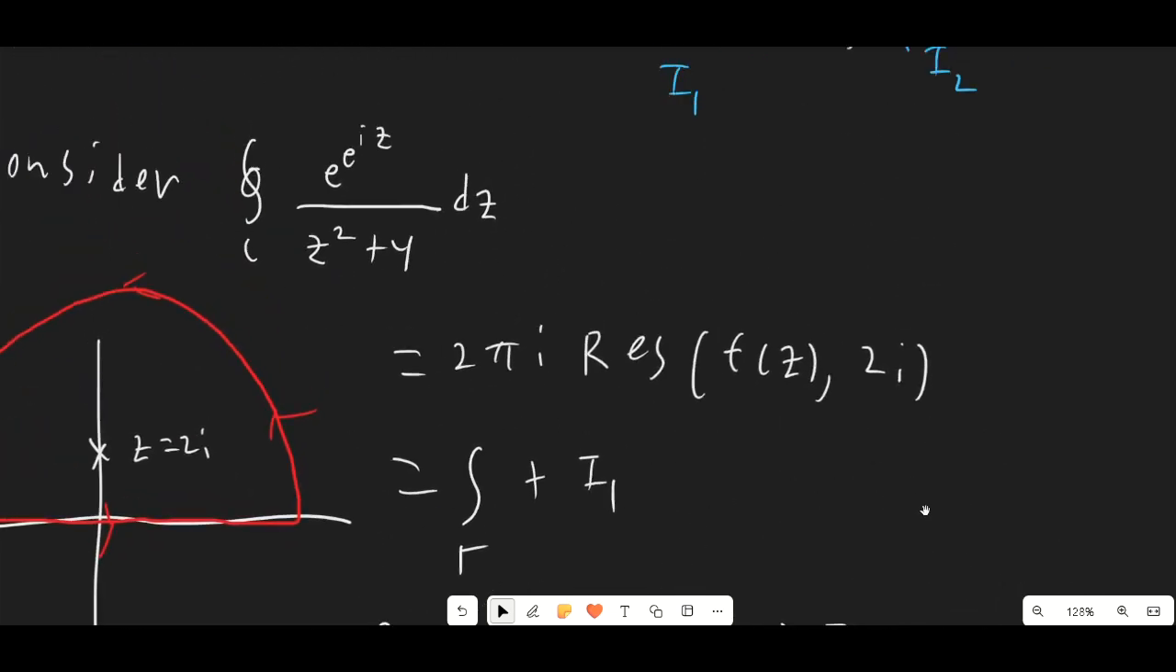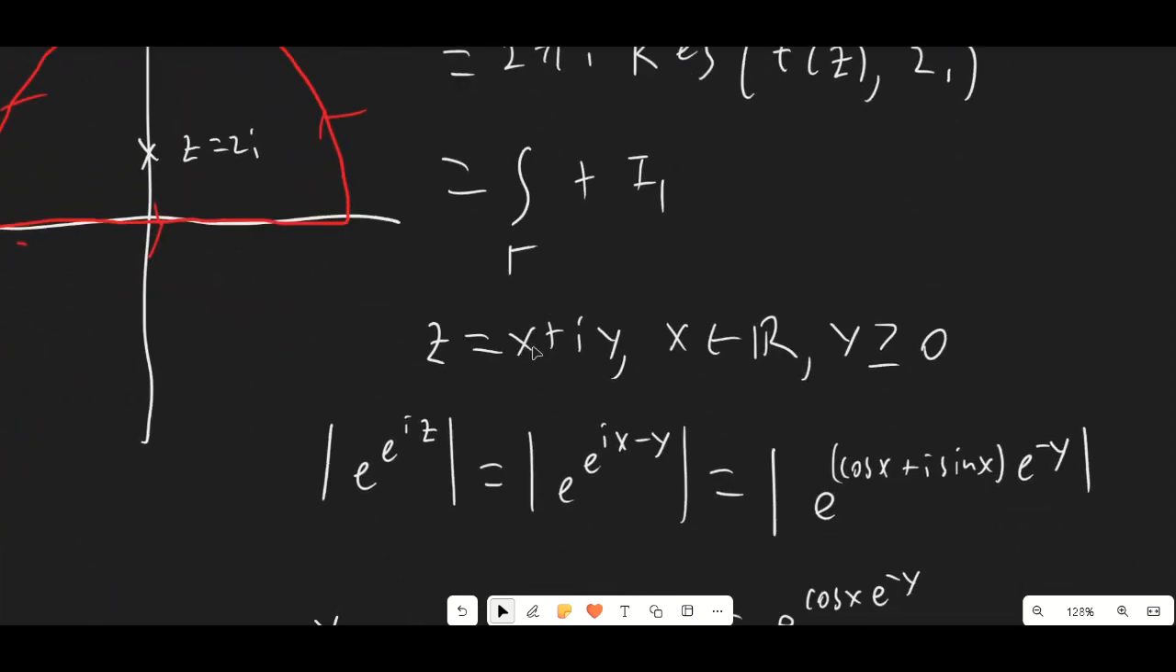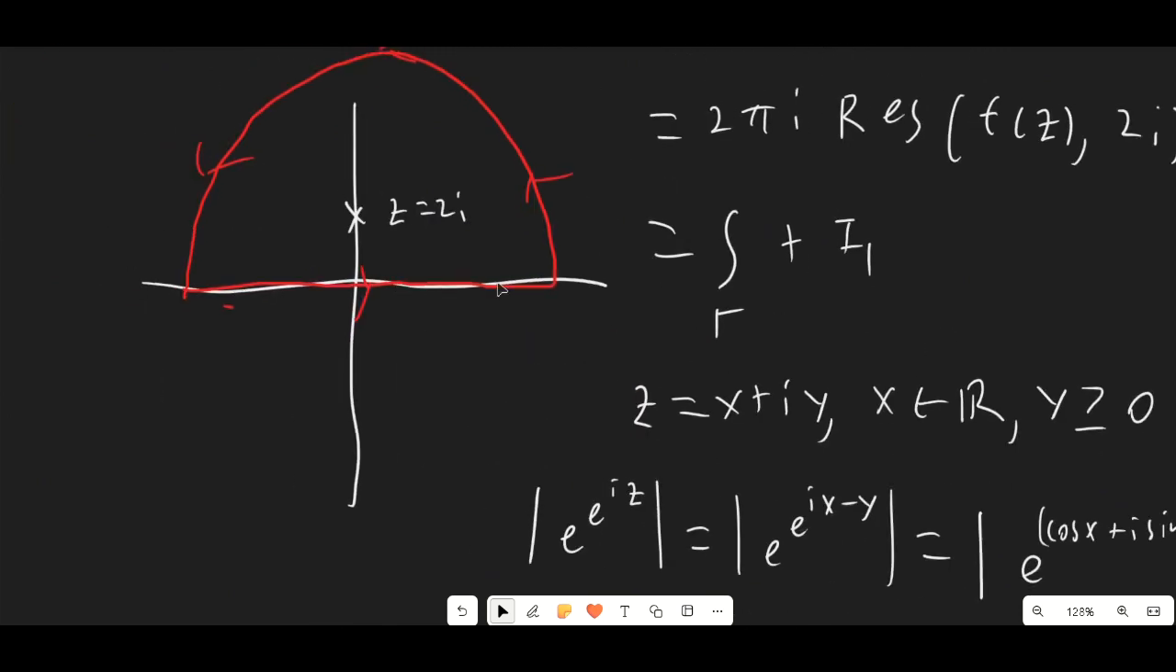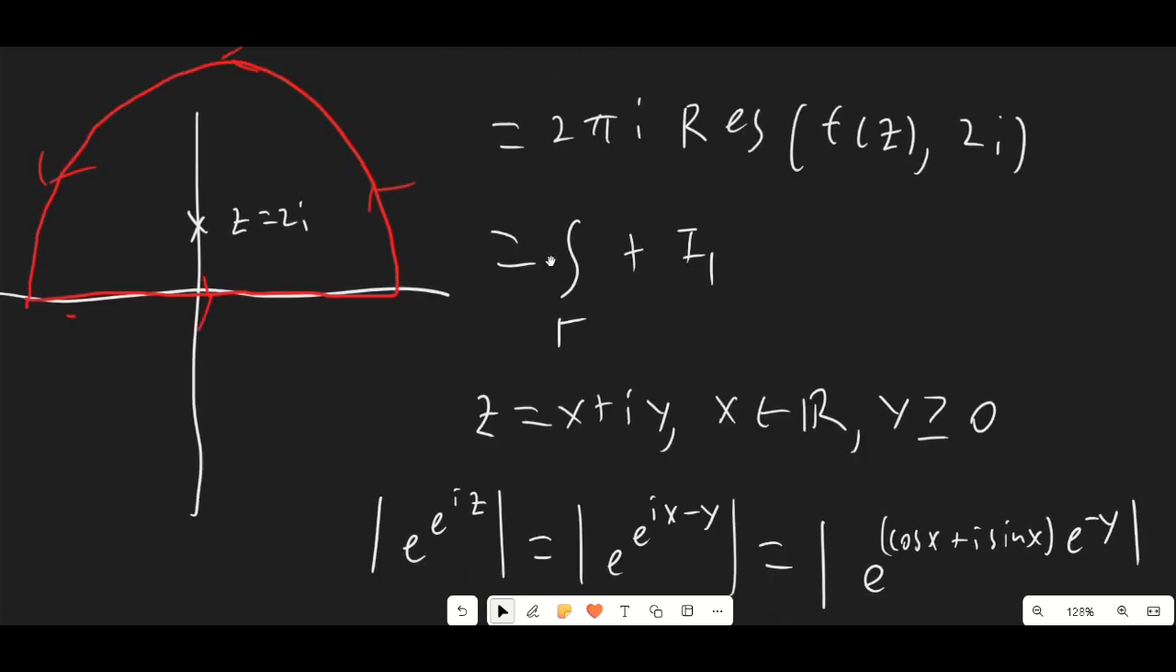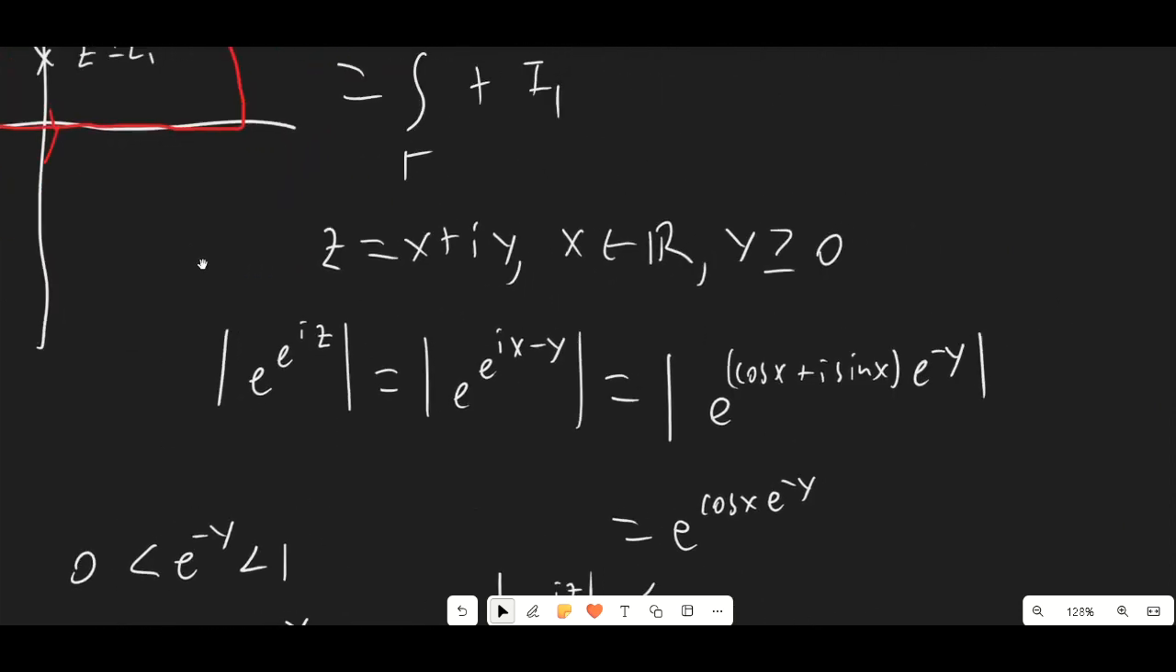So first what we're going to do is say that z is equal to x plus iy, where x is any real number, because again, we can go anywhere from left to right here, but y is going to have to be greater than or equal to 0. And this is going to help us bound our function so that we can evaluate this gamma contour.